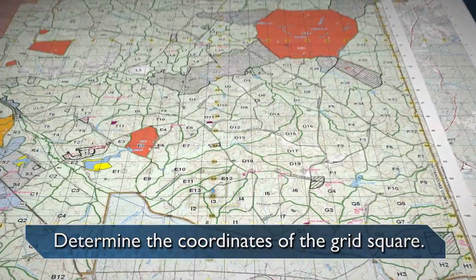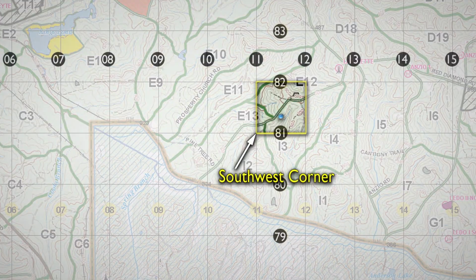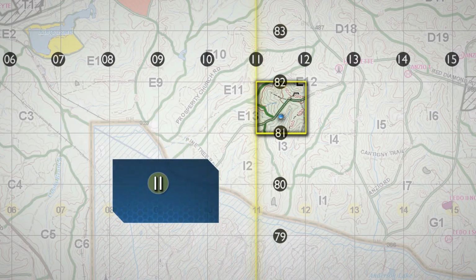Determine the coordinates of the grid square. Select the grid square that contains the identified point on the map. Always begin your reading from the southwest corner. Read the north-south grid line that precedes the desired point, and record the number associated with that line. Read the east-west grid line that precedes the desired point. Record the number associated with that line.